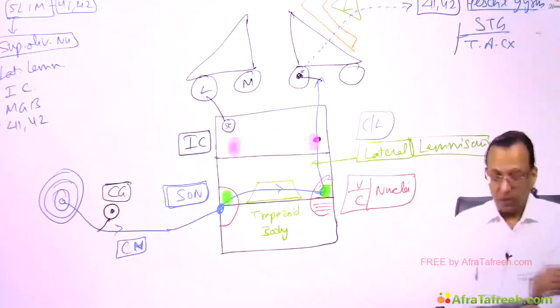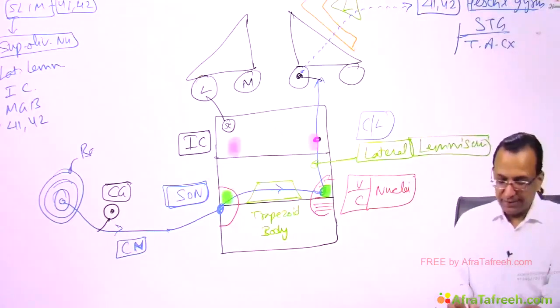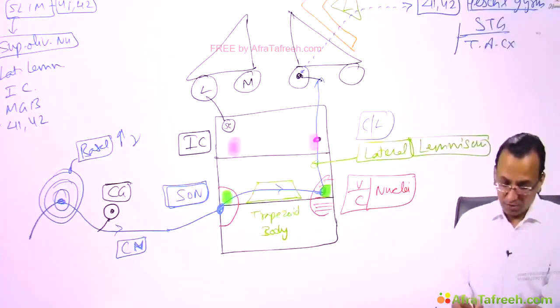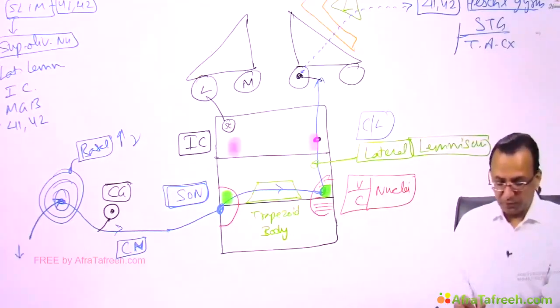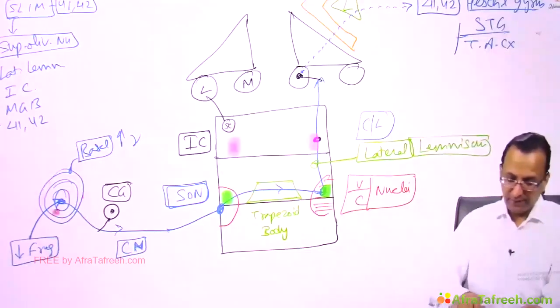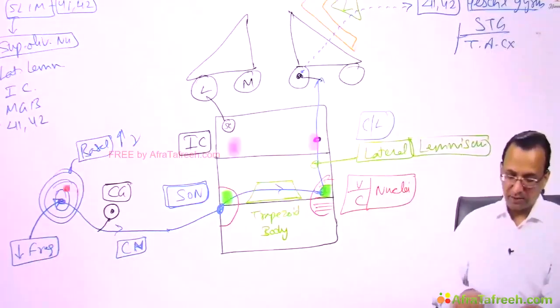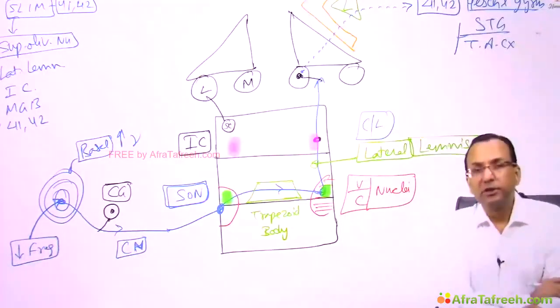Remember, the basal turn is for high frequency sound, and the apical turn is for low frequency, of course. So the basal turn is detecting the high frequency, and the apical turn is for low frequency. That is also a question.